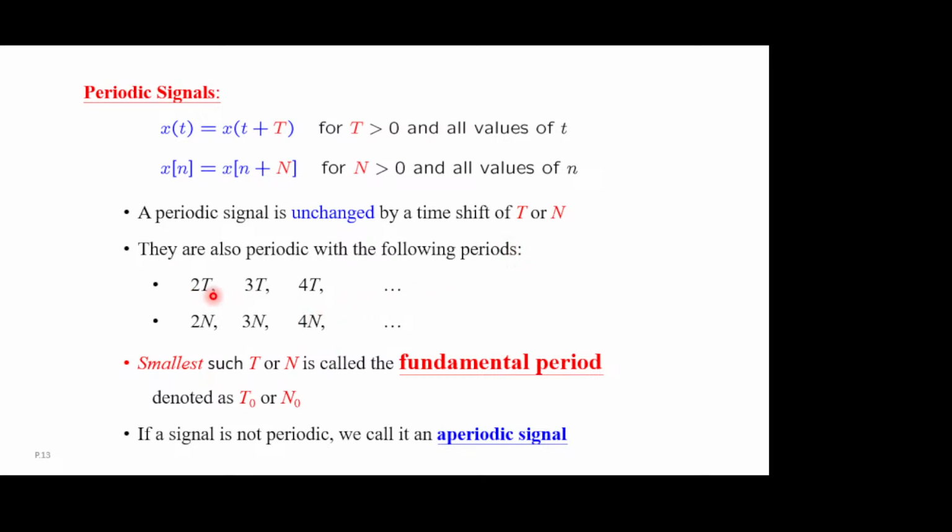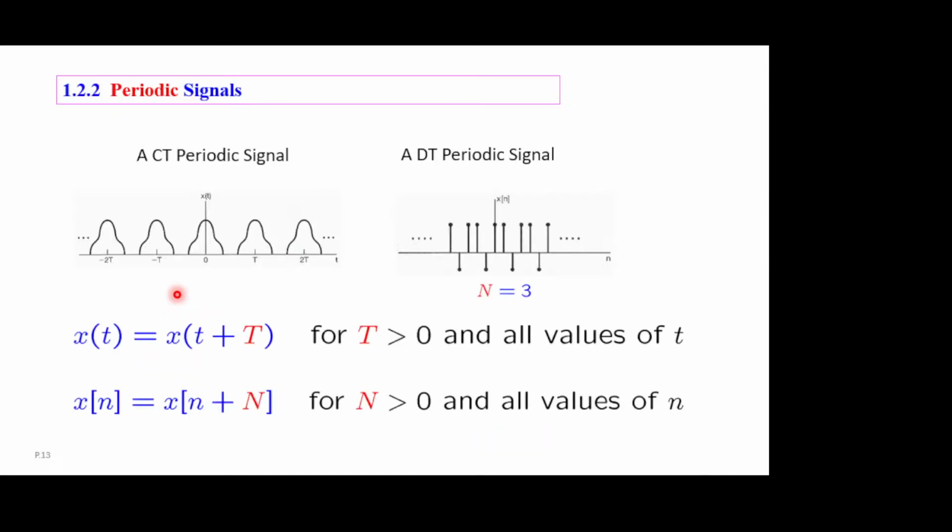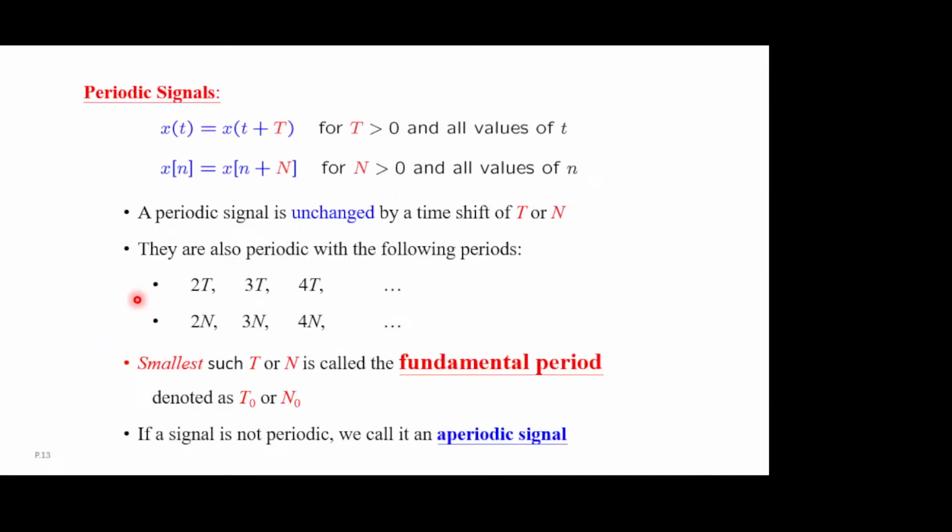That's just too many periods. So if we want to talk about the period of a signal, there is only one of them that's very important. That's the smallest one. So we call the smallest one the fundamental period, because if you know the smallest big T, then you also know all the bigger periods. Those 2T, 3T, 4T are just integer multiples of T. So we only want to check the most important one, that's the smallest one. So the smallest big T or big N, we call the fundamental period.